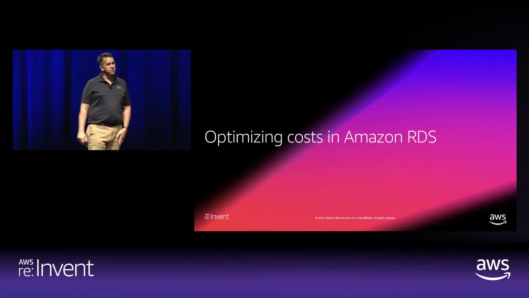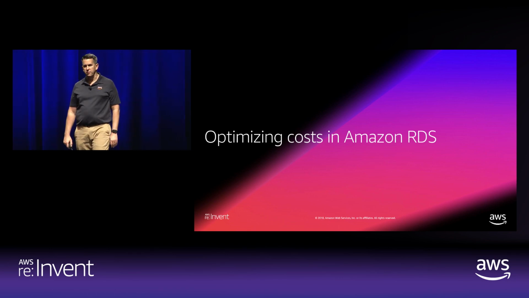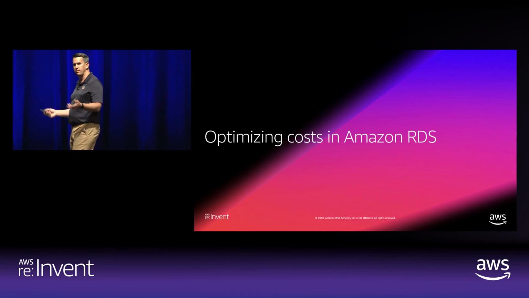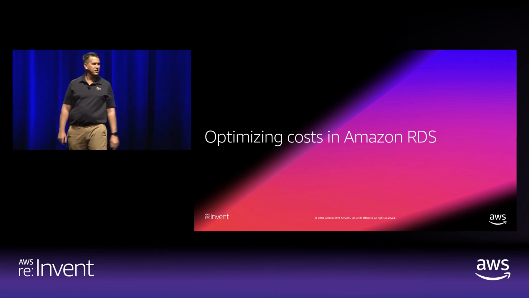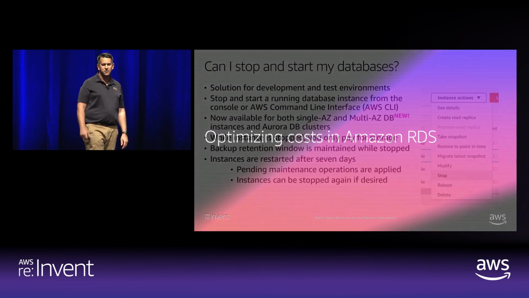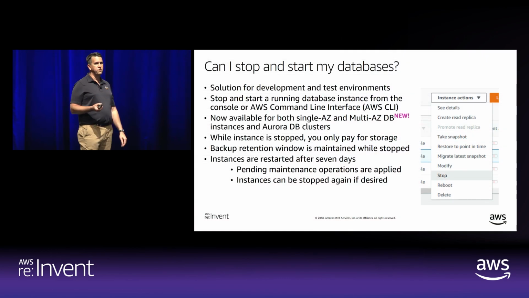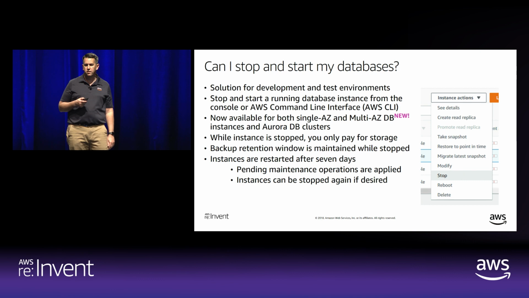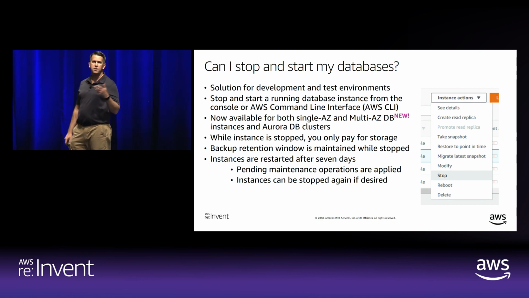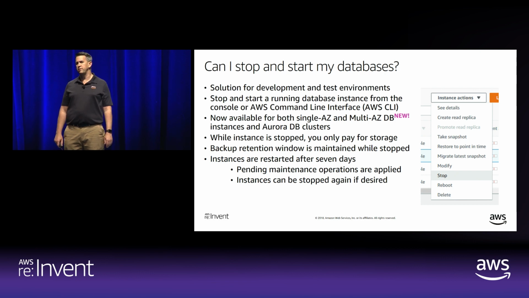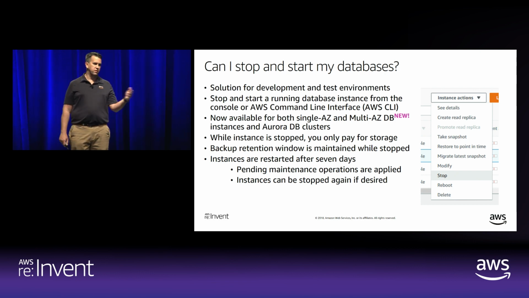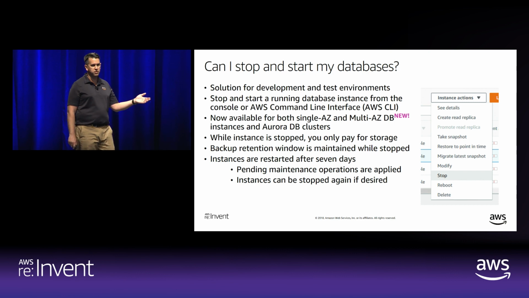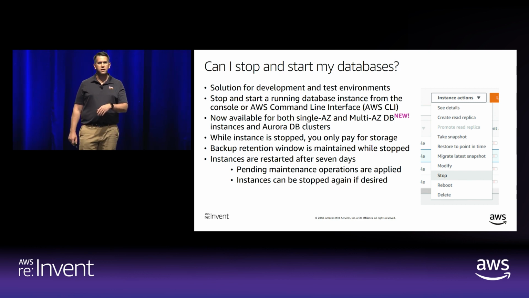The last thing I want to talk a little bit about is optimizing costs. People run their databases and they want to say, how can I save some money on my database costs? It can be expensive. So one of the things that we've offered over the last year or so is the ability to start and stop the database. Now this is especially useful if you're using Amazon RDS for your development and test workloads. So you've got a development database, your developers are working during the day, they're not working on the weekends, and you want to turn that database off.